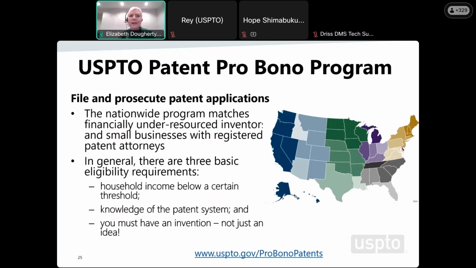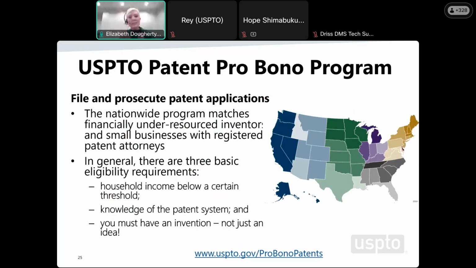In order to qualify, three basic requirements are that there is a household income below a certain threshold, knowledge of the patent system obtained by either taking an online course through the USPTO.gov website or filing your own provisional patent application, pertinent to today's conversation. And you must have an invention, not just a mere idea. And this is because these resources, while incredibly valuable, are limited.